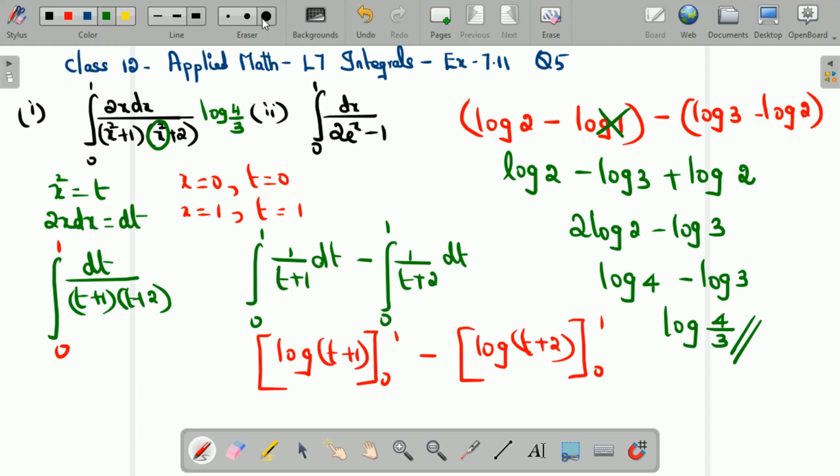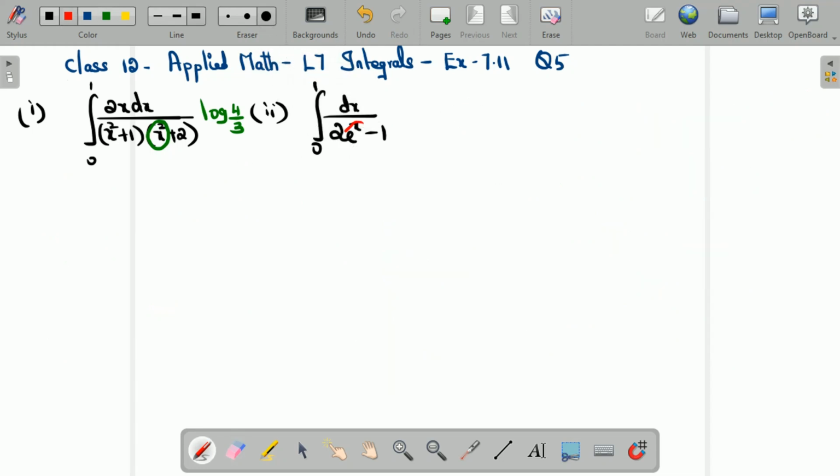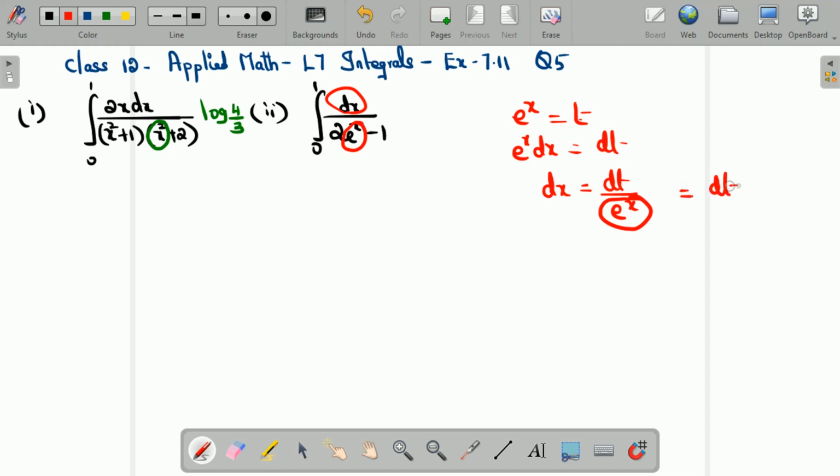Now let's work on the second one. In the second integration, I'm going to put e power x is equal to t, which means e power x dx is equal to dt. We want only dx in the numerator, so this means dx is equal to dt divided by e power x. This e power x, I can actually replace it with again t, so this can be rewritten as dt divided by t. Now let's work on the limits.